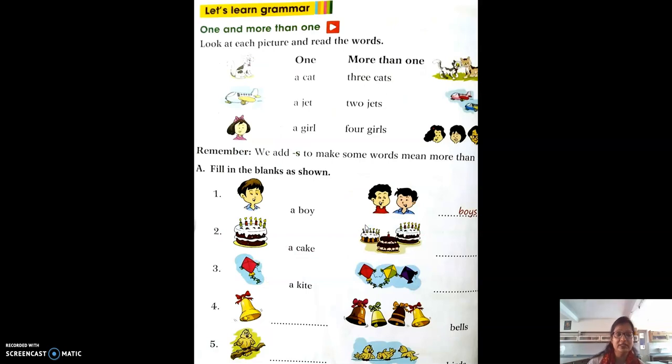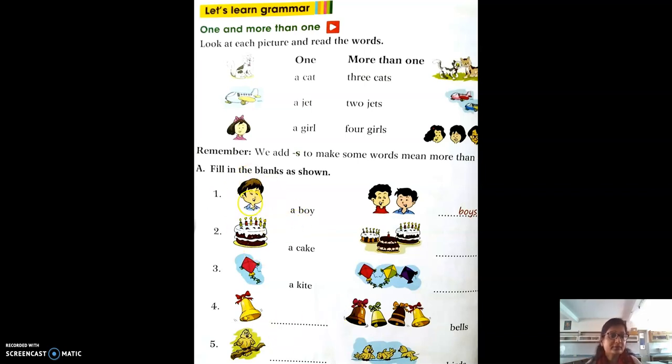Here children, we have done singular and plural very nicely, and I think you are remembering that singular or one means that when we are talking about only one thing, right? And more than one or plural is that when we are talking about more than one thing or many things. And we always add s to make some words mean more than one. So whenever we have to transform a particular word into plural, we are going to add s.